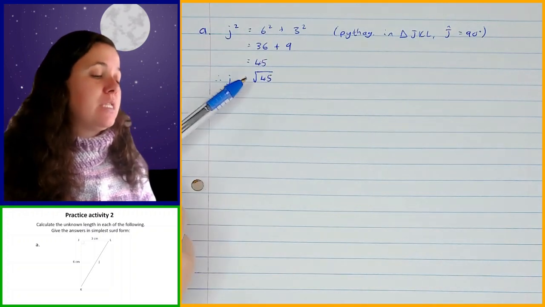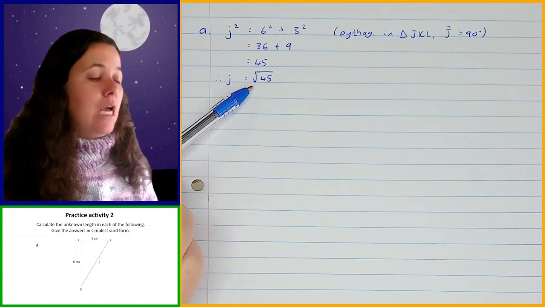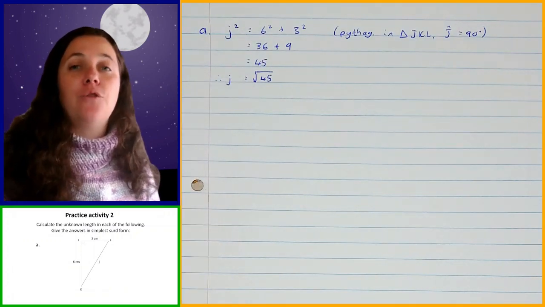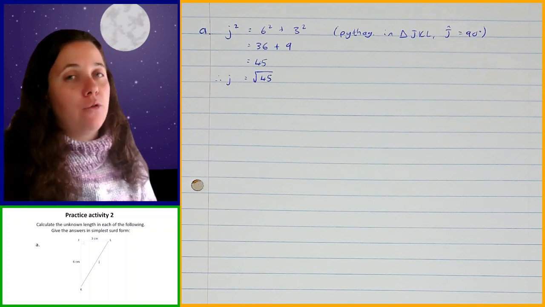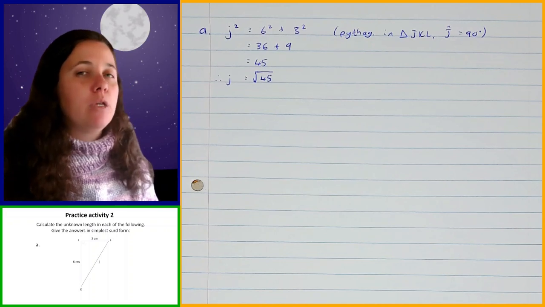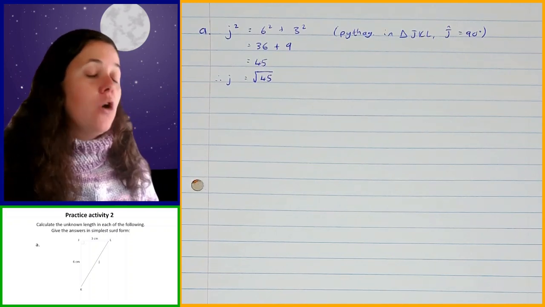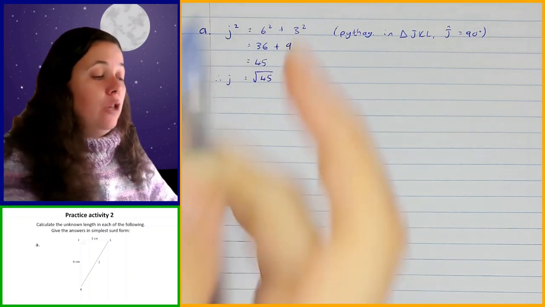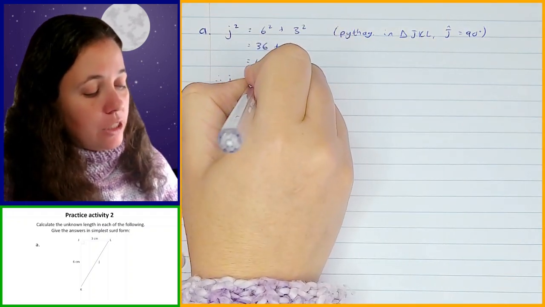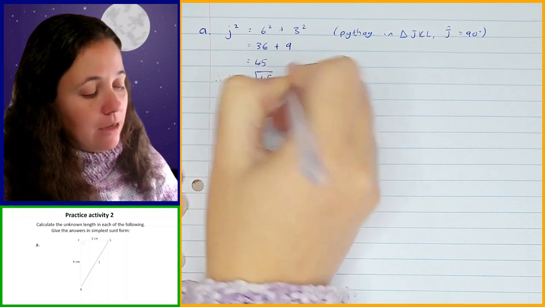But now this is not the simplest way of writing this. 45 can be written in a few different ways. I can break it up into factors. I can say 45 is 3 times 15, but that's not going to help me because 3 and 15 both aren't perfect squares. 45 is also 9 times 5. Now 9 is a perfect square, so that'll help me. So this I can say is the square root of 9 times 5.